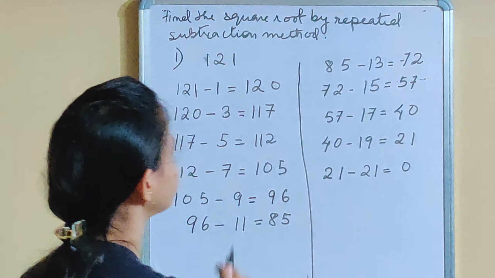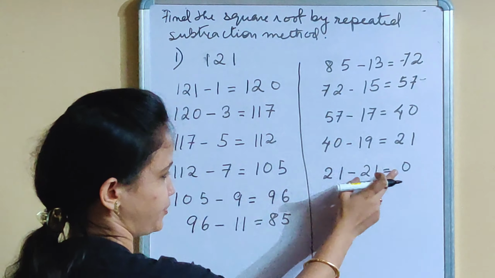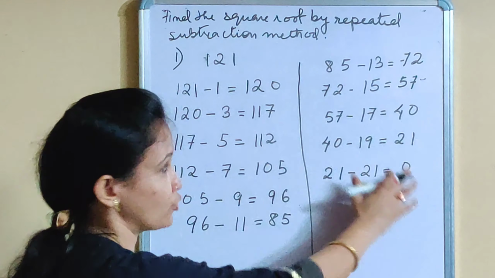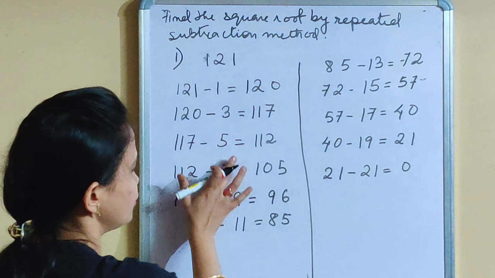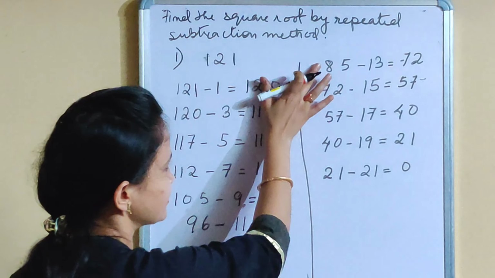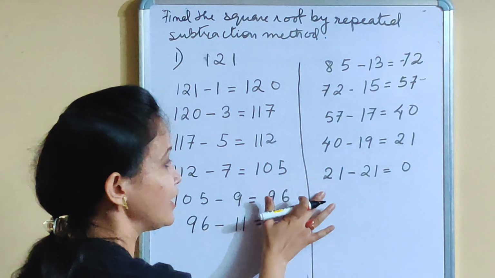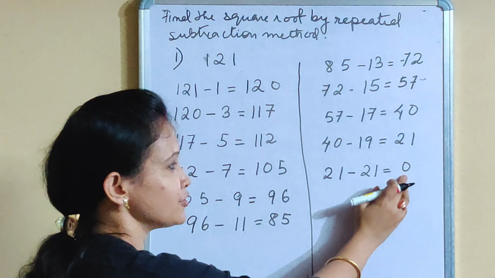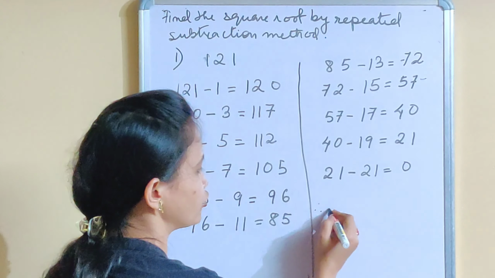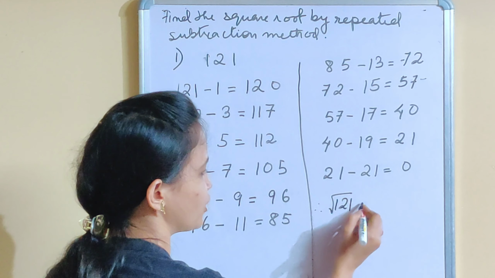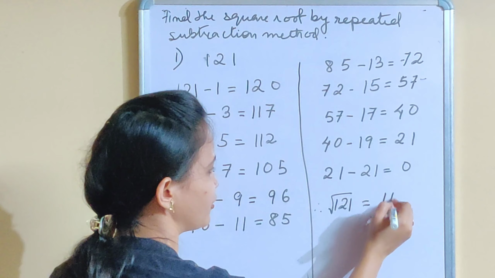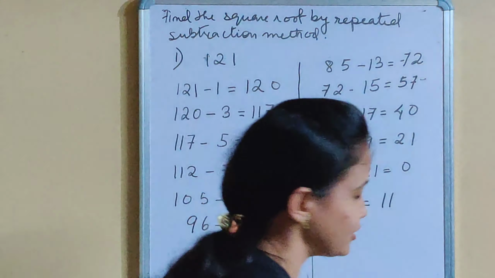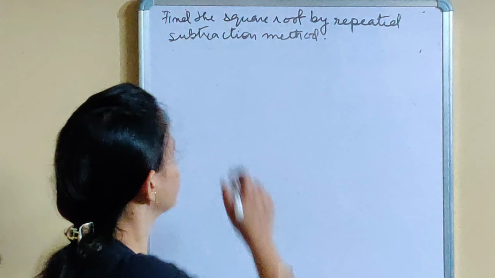So you see after how many steps we are getting this answer 0. 1, 2, 3, 4, 5, 6, 7, 8, 9, 10, 11. At the 11th step we are getting the answer to be 0. So therefore the square root of 121 is 11. Okay, so it's so easy. Let's see another example. Let's take the number 100.